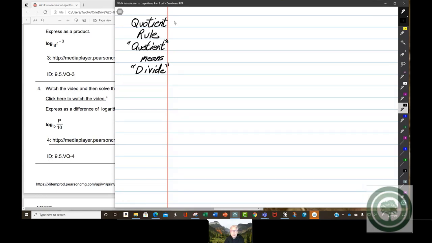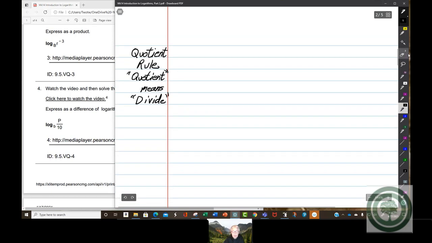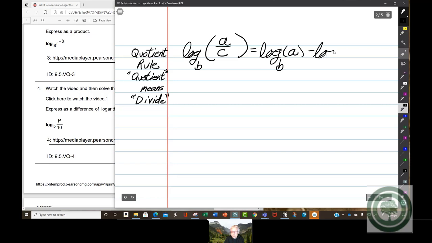Okay, so here's the rule and I'll follow it with the homework problem. Log base B, log to any base, of A over C equals log base B of A minus log base B of C. That's the quotient rule.